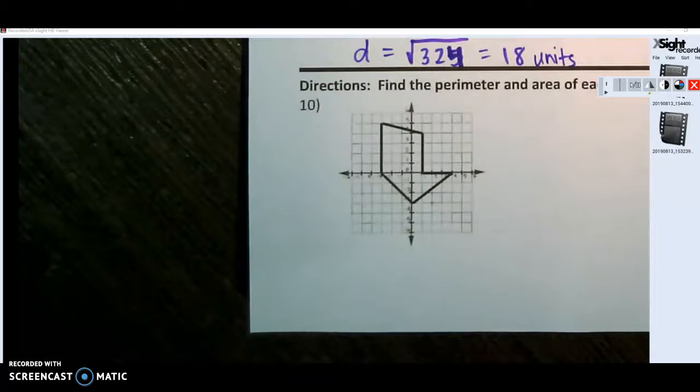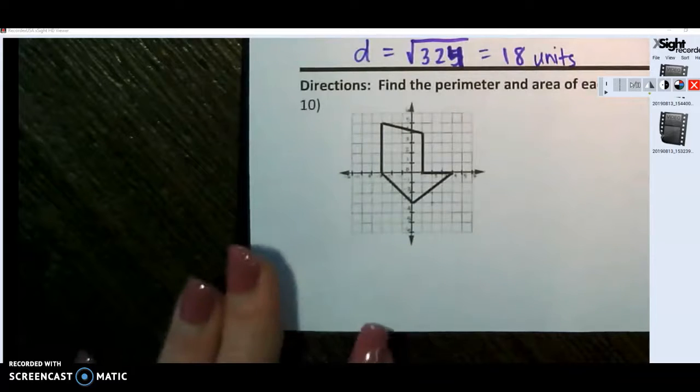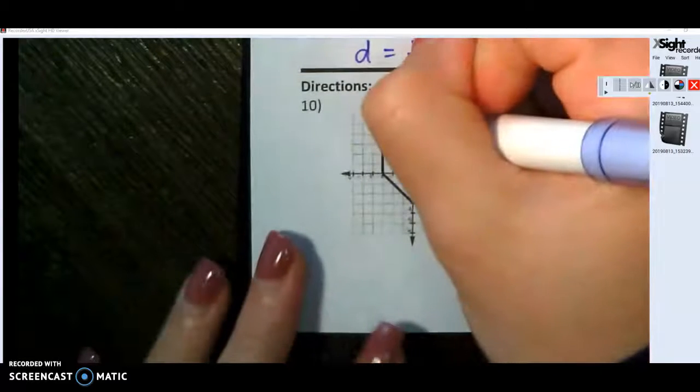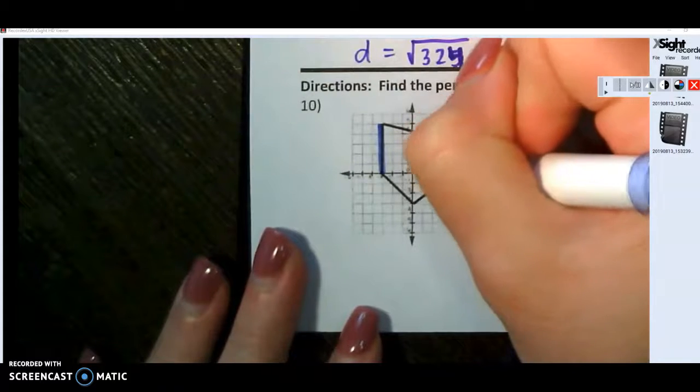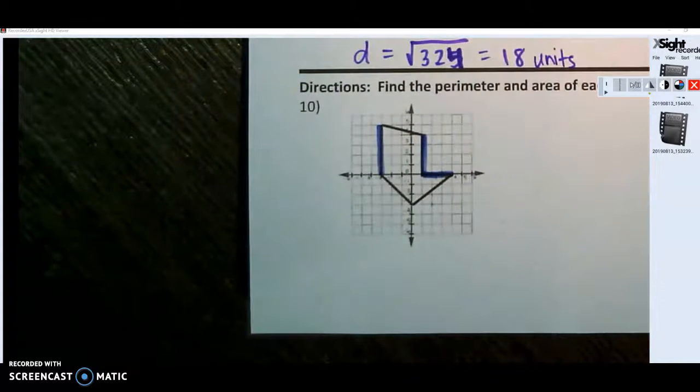All right, so the directions ask us to find the perimeter and area of each shape. Let's take a look at number 10. I'm going to start with the perimeter. Whenever you're working with vertical or horizontal distances, you're allowed to just count what those distances are.